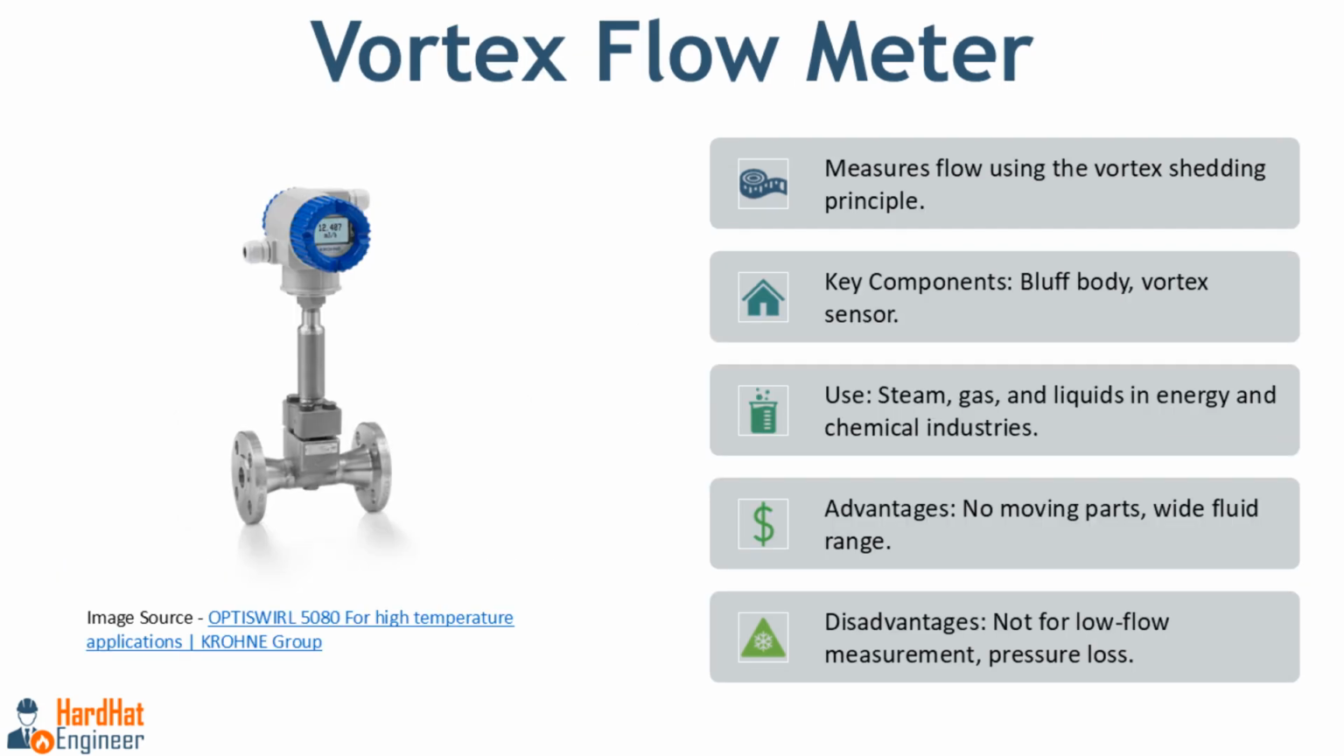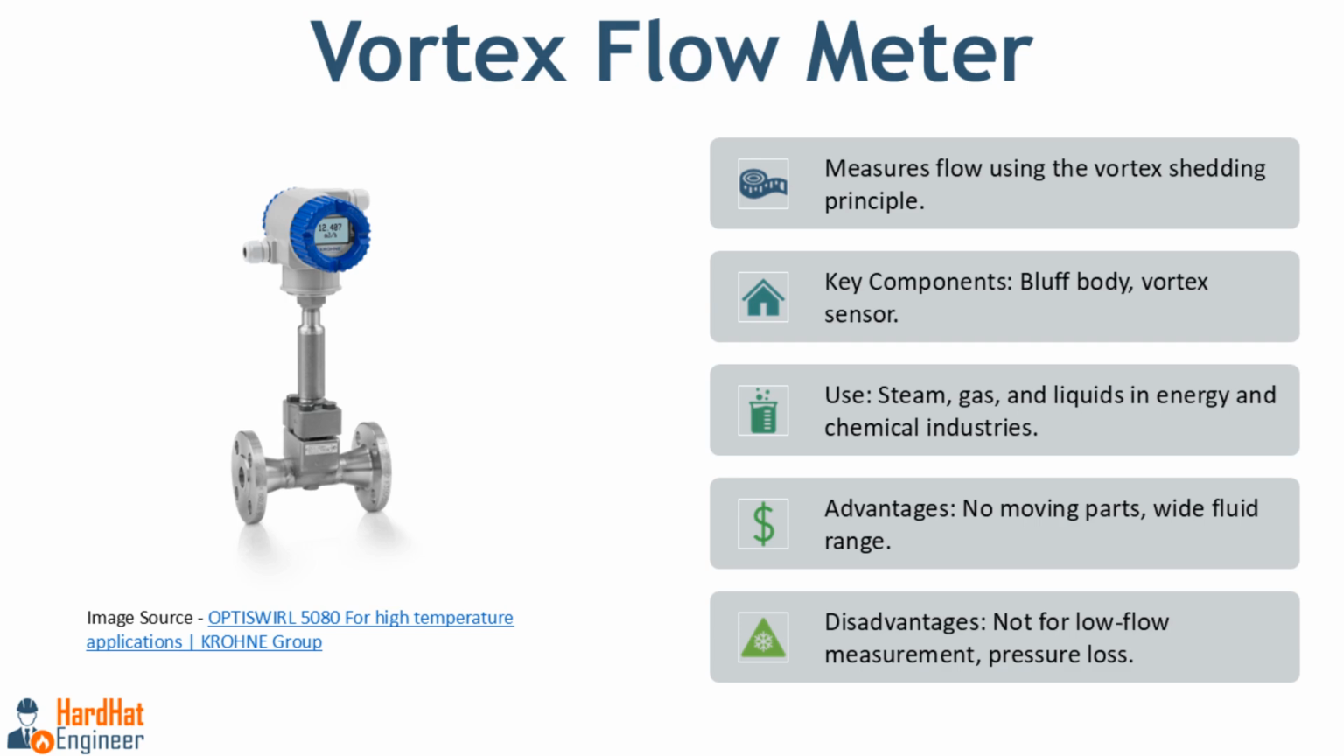What is the vortex flow meter? A vortex flow meter measures flow by using the principle of vortex shedding. When a fluid flows past a bluff body, a stationary object placed in the flow path, as shown here, it creates alternating vortices which are shed downstream of the body. The frequency at which these vortices form is directly proportional to the flow velocity, allowing the meter to calculate the flow rate. The key components of a vortex flow meter are the bluff body that disrupts the flow and a vortex sensor that detects the frequency of the shed vortices.